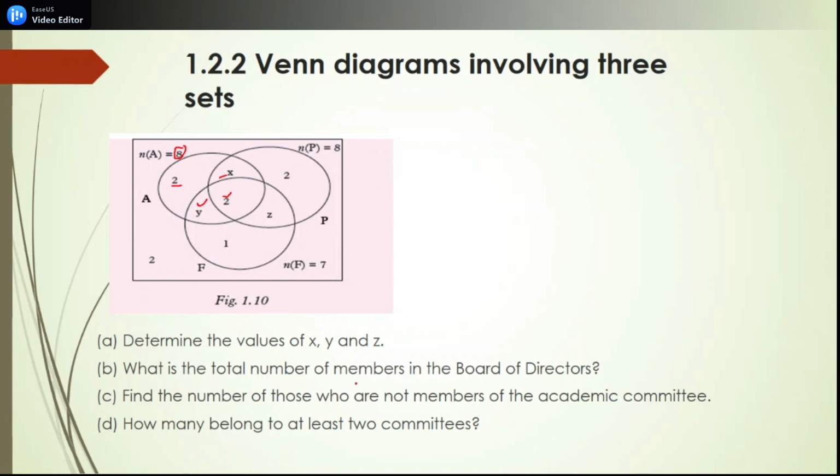What is the total number of members in the board of directors? We add all elements in the 3 sets, and then you add 2. Find the number of those who are not members of the academic committee. We take all elements, then we subtract x plus y plus 2 plus z, the elements of academic. You consider the remaining members. How many belong to at least 2 committees? We will take y plus x plus z.